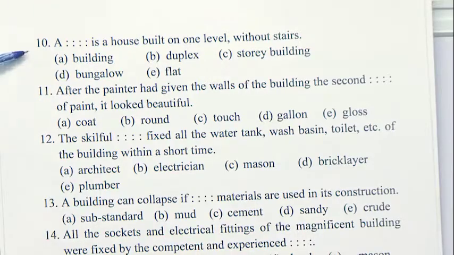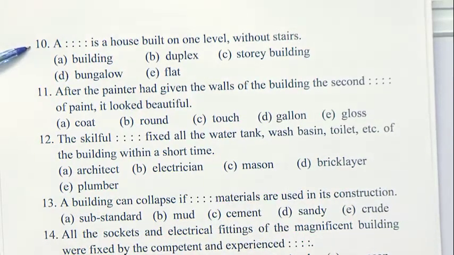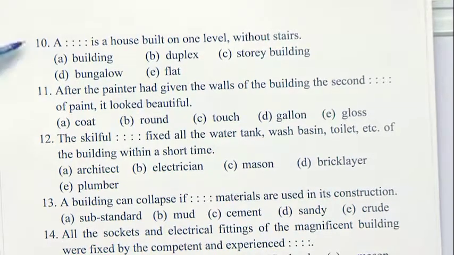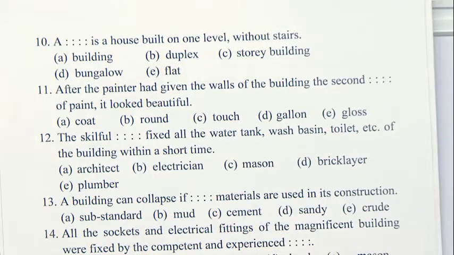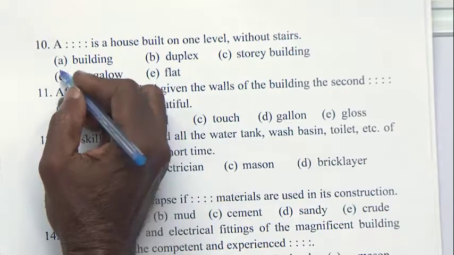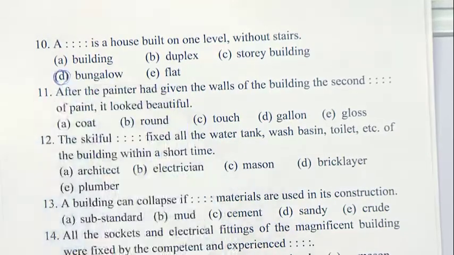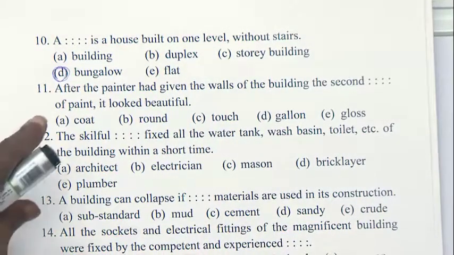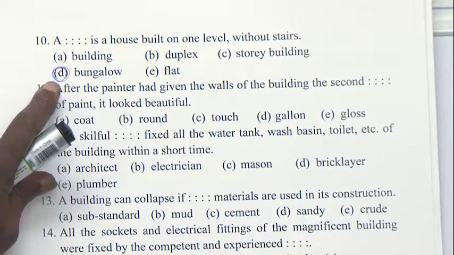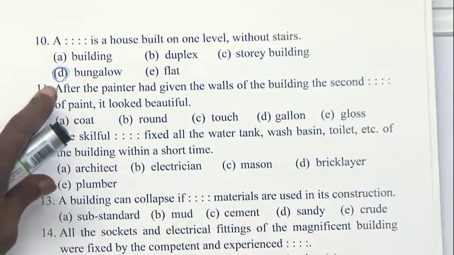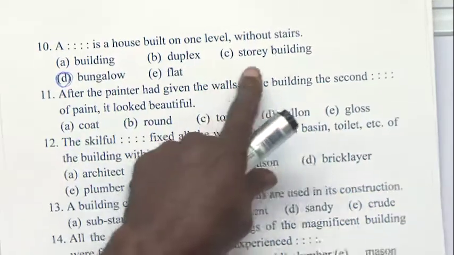Talk about a house. A dash is a house built on one level without stairs. What do you call that type of house? Is a what? A bungalow. A bungalow. And the one that has more than one storey is called a story building, maybe 4-story, maybe 3-story. That is the one that you have there.